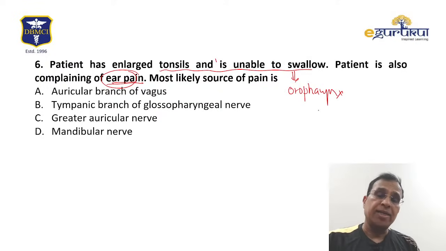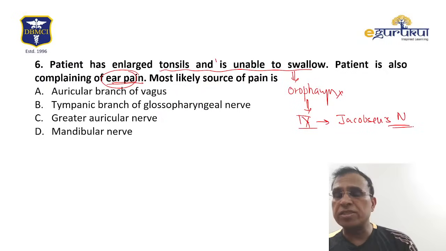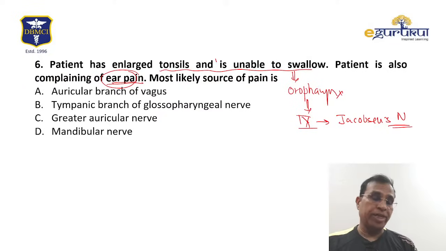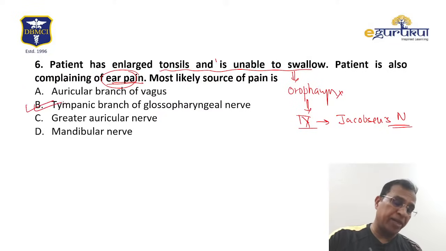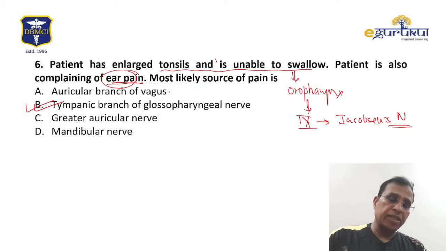And the answer is the 9th nerve. The oropharynx is supplied by the 9th nerve. And there is a branch of the 9th nerve in the ear called Jacobson's. Jacobson's is a branch of the 9th nerve that supplies the middle ear. And this Jacobson's nerve is also called the tympanic branch of the 9th nerve. So that's why the tympanic branch of the 9th nerve, B, is the correct answer. The auricular branch of the vagus nerve is Alderman's, or Arnold's nerve.